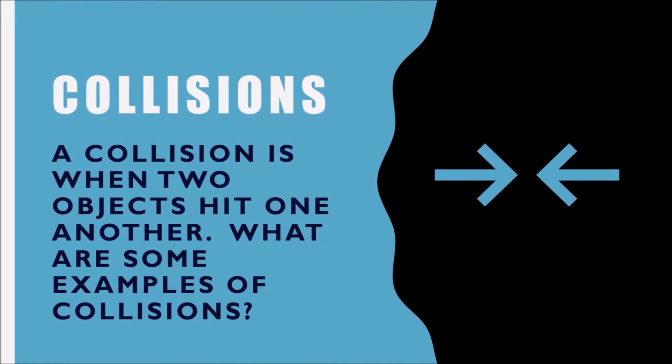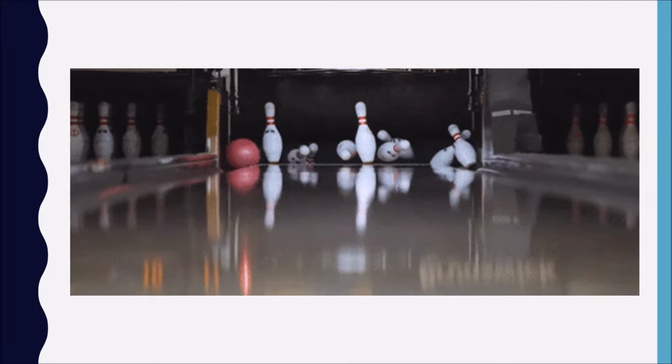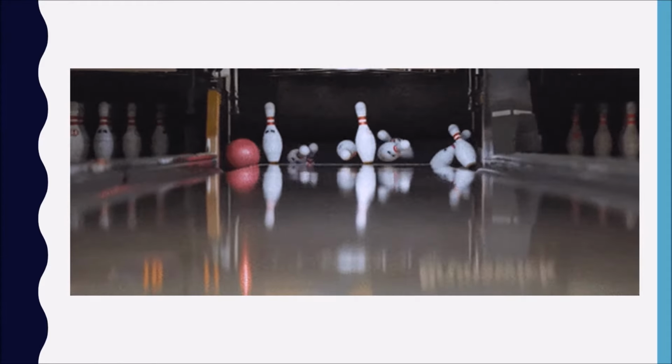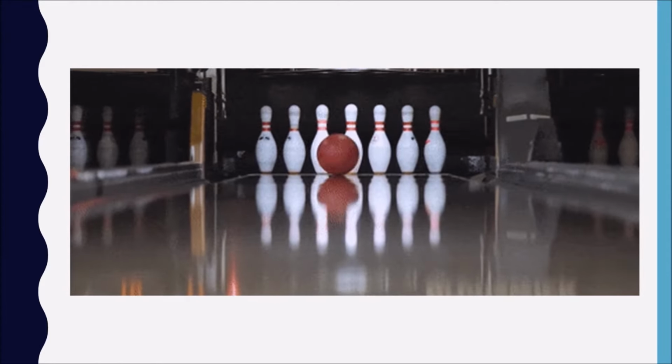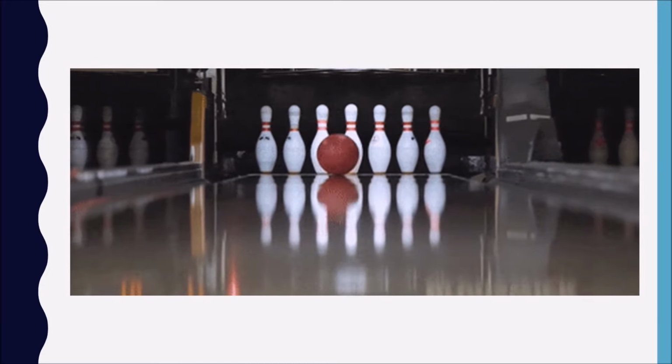What are collisions? A collision is when two objects hit one another. What are some examples of collisions you may have seen? Take a look at this first example. In a game of bowling, the bowling ball hits the pins. That's an example of a collision. When the pins fall over, they also collide with one another and the floor of the lane.